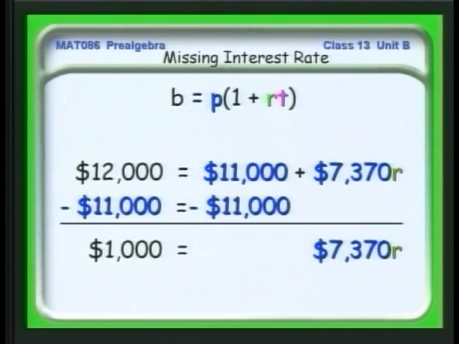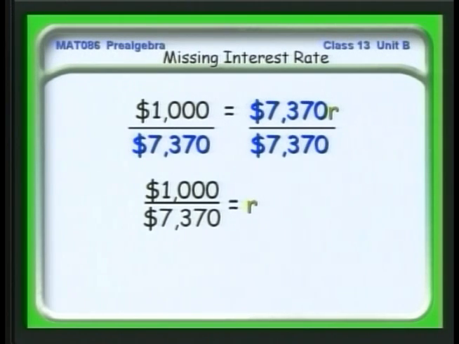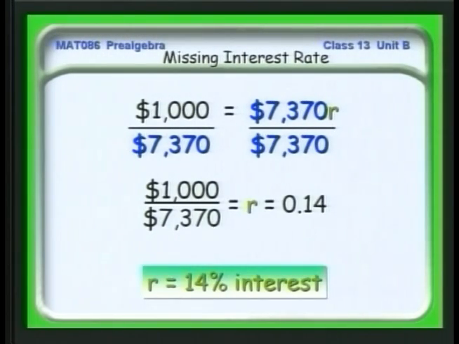I first subtract $11,000 from both sides of that equation to get that 1,000 is equal to 7,370 R. Now I divide both sides of that equation by 7,370, and I find when I work this out that R is equal to 0.14. Now when I change that to a percent, I find that Rosie needs to find some kind of an investment that will pay her 14% interest on her loan.